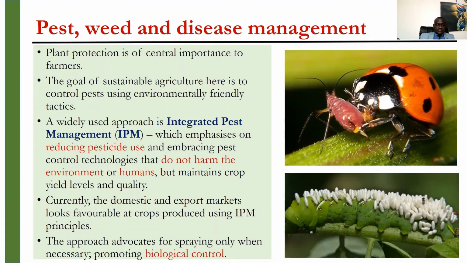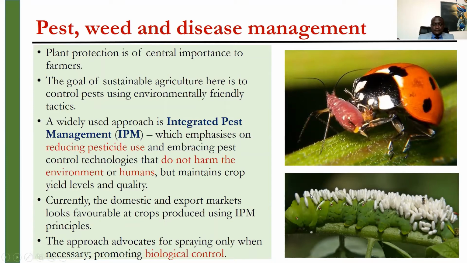So the current situation is that domestic and export markets look very favorably at crops that have been produced using IPM principles. And the approach advocates for spraying only when necessary, and of course promoting biological control. If you look at these diagrams, or these photos, this shows predation going on, which is part of the biological control, where if you have enough of these predators, the ladybird beetle here, for example, consuming these aphids, that really has been shown to be a very effective way of controlling pests without needing to apply chemicals in your field.